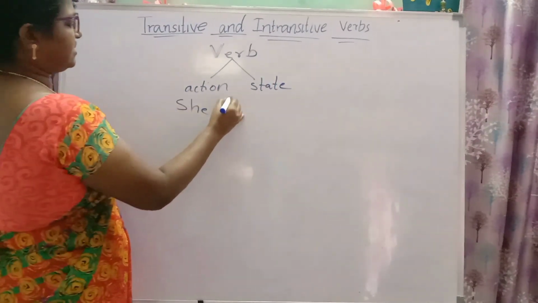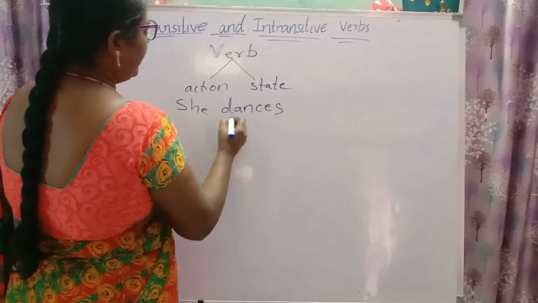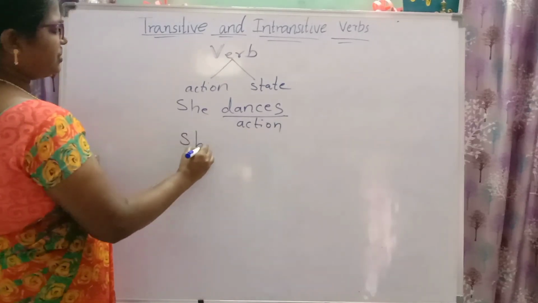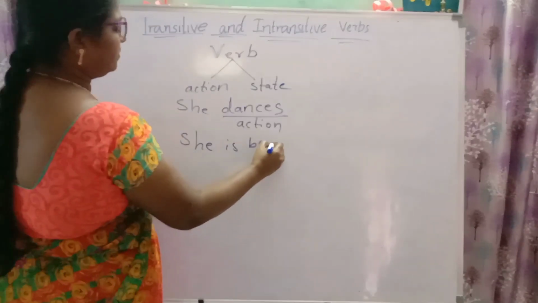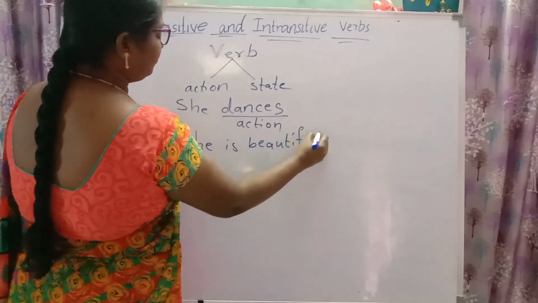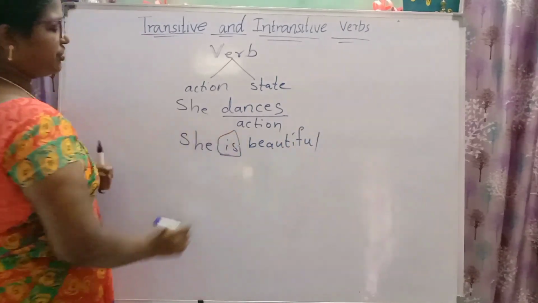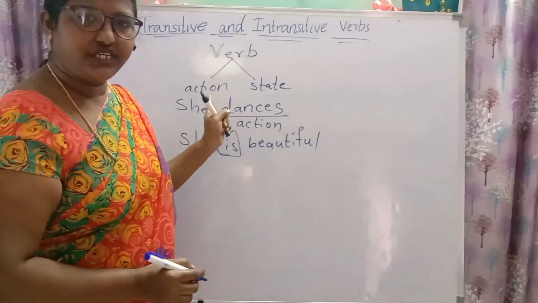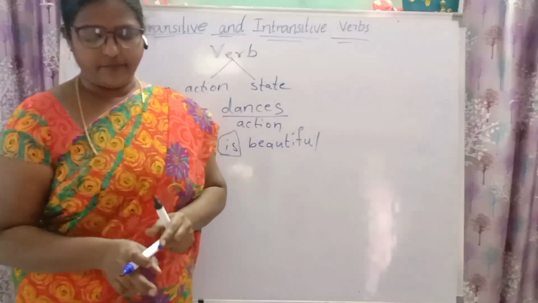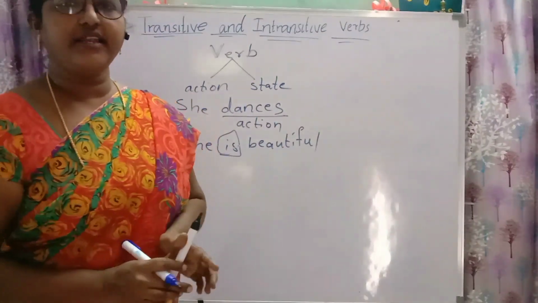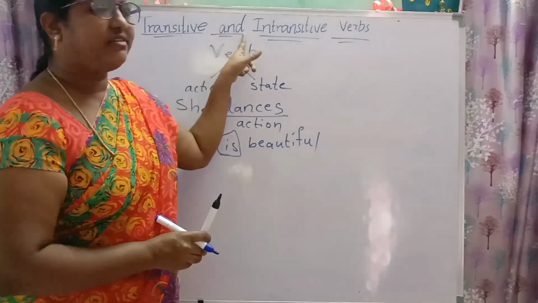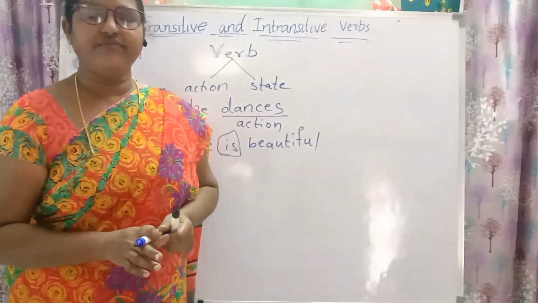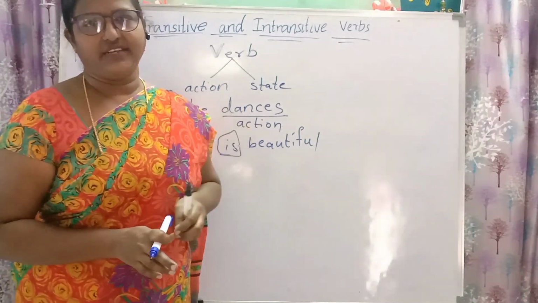She dances. Here, dances shows action. Whereas, she is beautiful. Here, is shows state of being. A verb denotes an action or state of being. In this video, let us learn about what are transitive and intransitive verbs, and how to identify transitive and intransitive verbs.